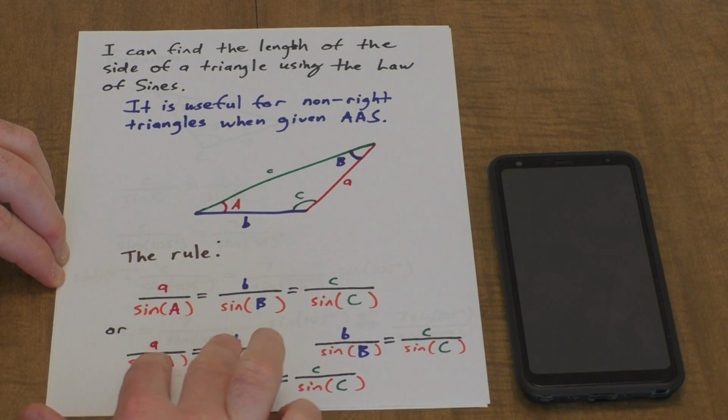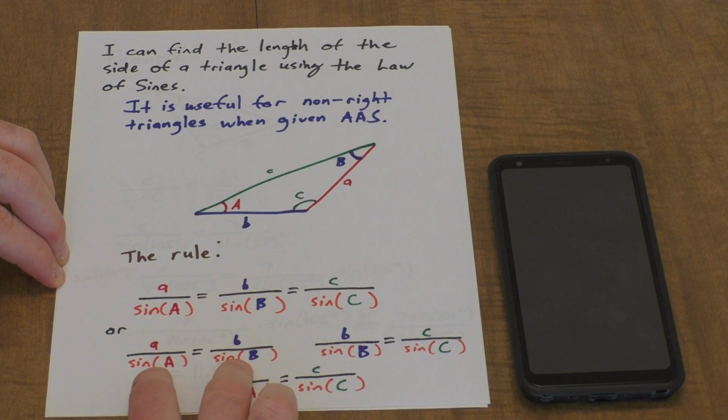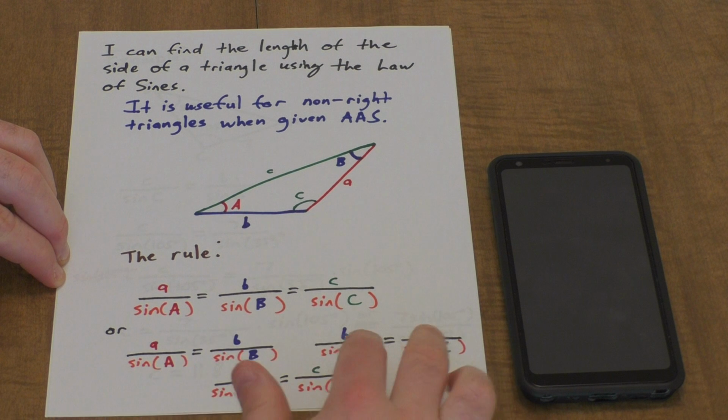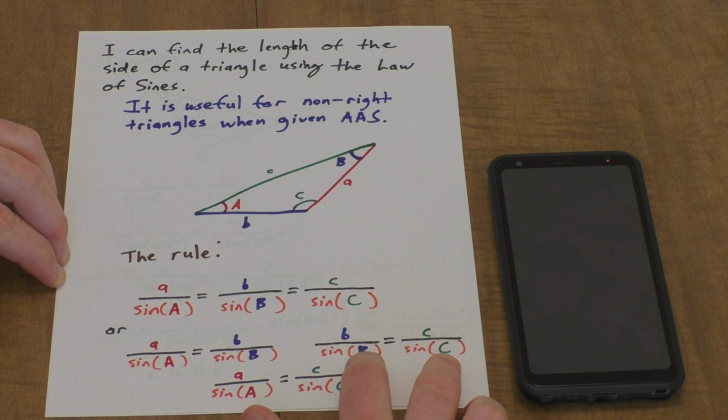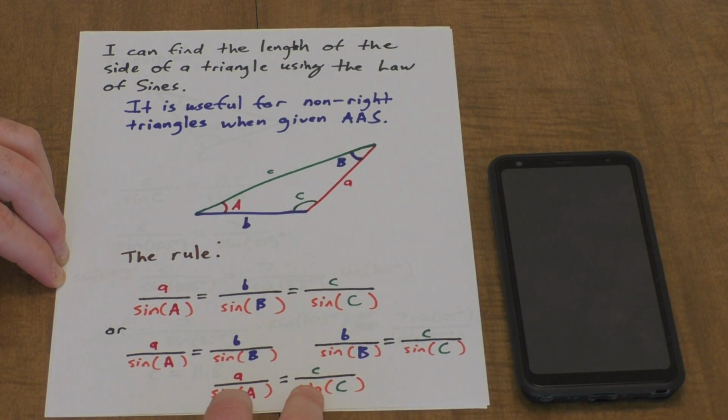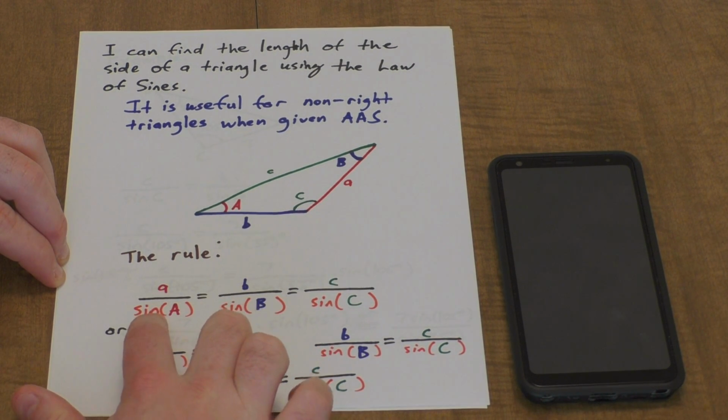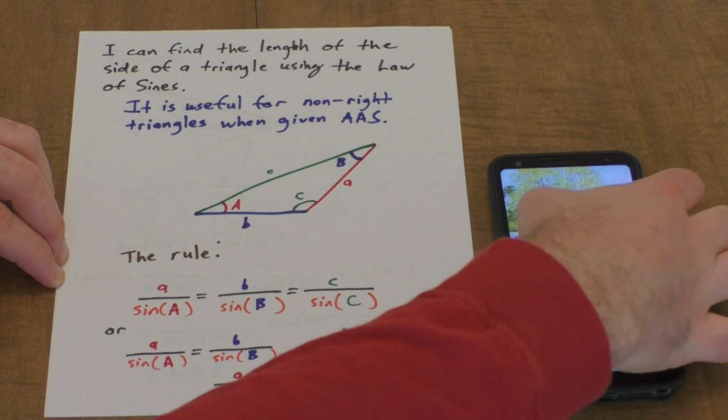Broken down, it means this. I can have a over sine of A equals b over sine of B. b over sine of B equals c over sine of C. And then put it all together, a over sine of A equals c over sine of C. Okay.